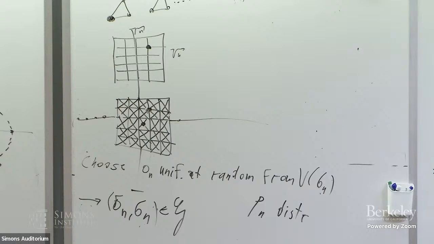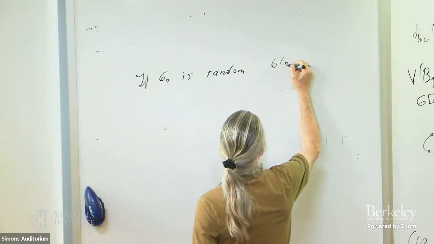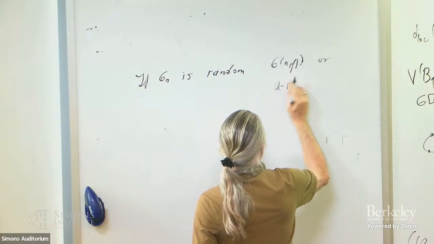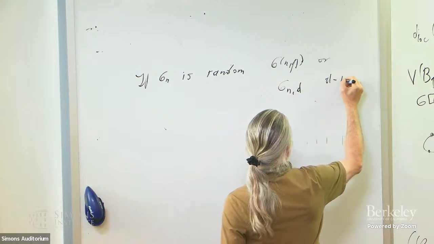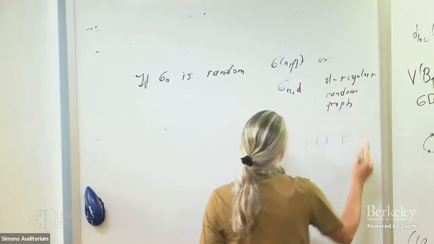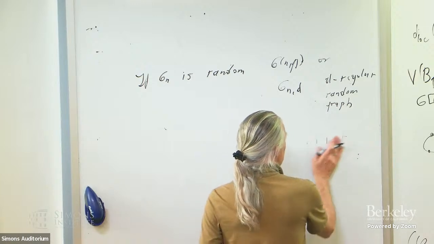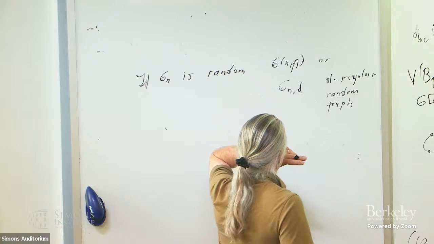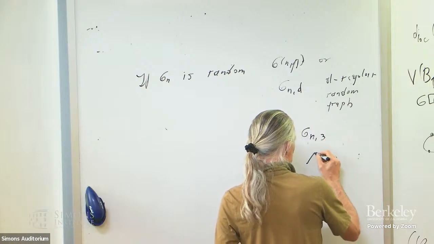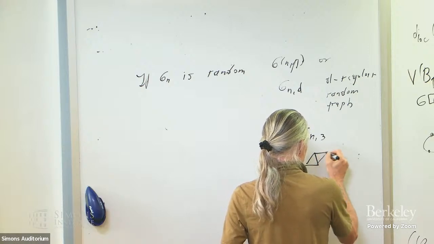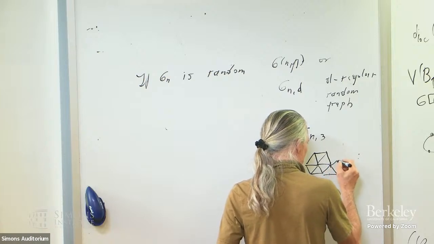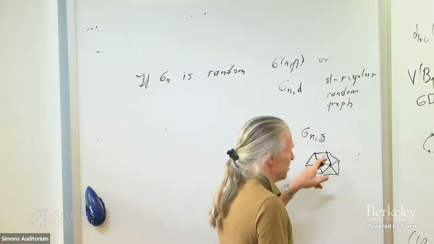If Gn is random, for example G(n,p), or D-regular, I have two examples here. Let me put two different examples: Gn, D-regular, but I could also put, oh, there's no 3-regular infinite lattice. So maybe 6-regular. I thought, nice, I'll put a triangular lattice, but unfortunately it's not 3-regular. So we could look at Gn 6-regular or this graph.